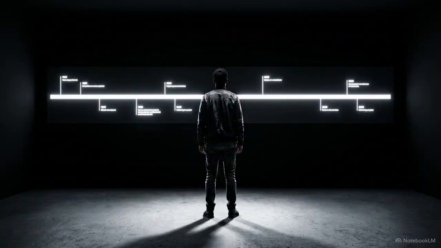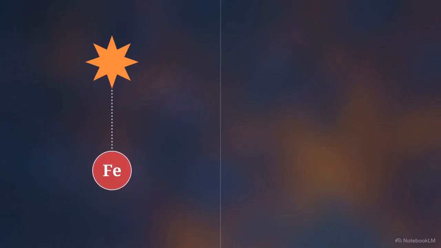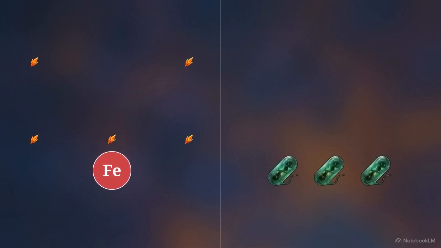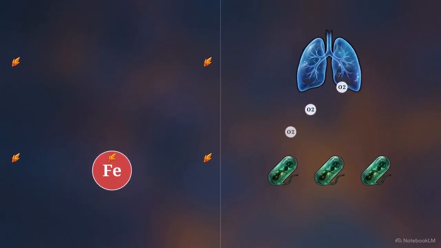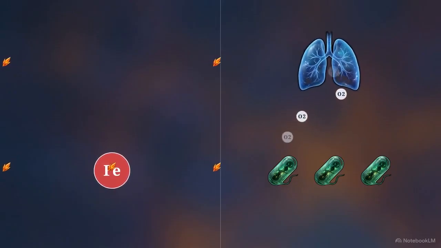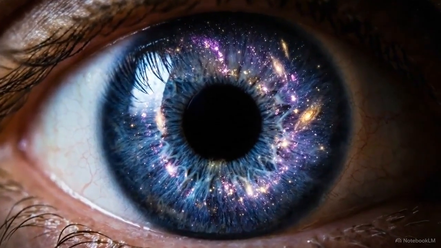We study this timeline as if we are external observers, but humanity is the direct physical culmination of it. The iron flowing through your blood right now was forged in the explosive death of massive early stars. The oxygen you are breathing was manufactured by microscopic biological engines billions of years before you were born. Human consciousness is simply the universe reaching a state of extreme organization.